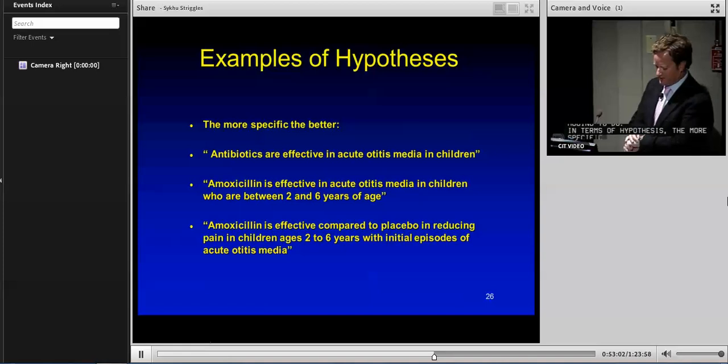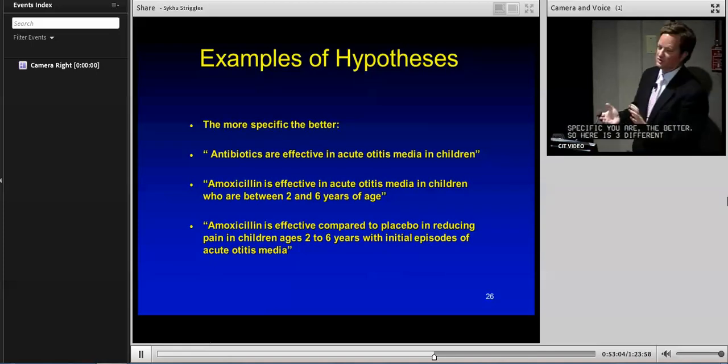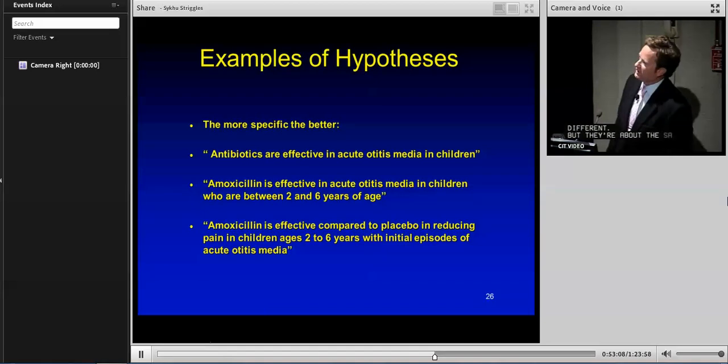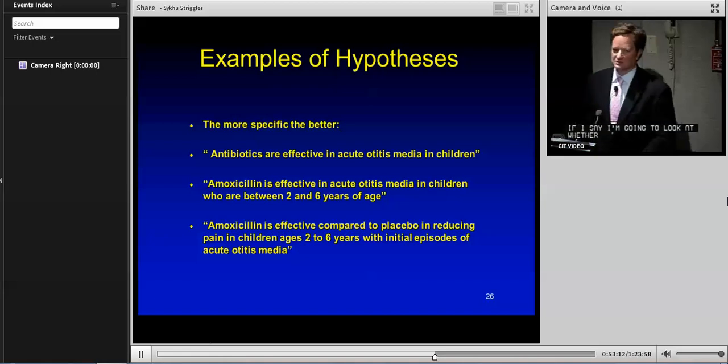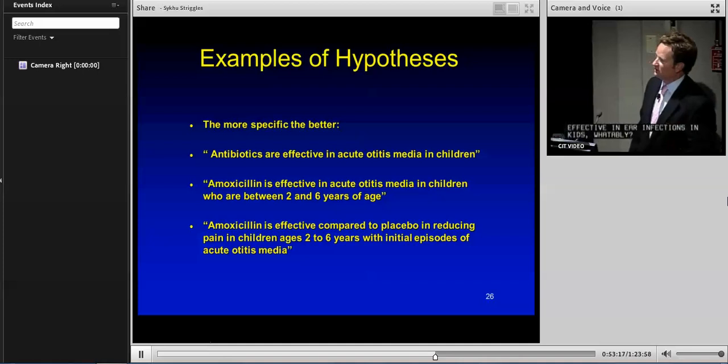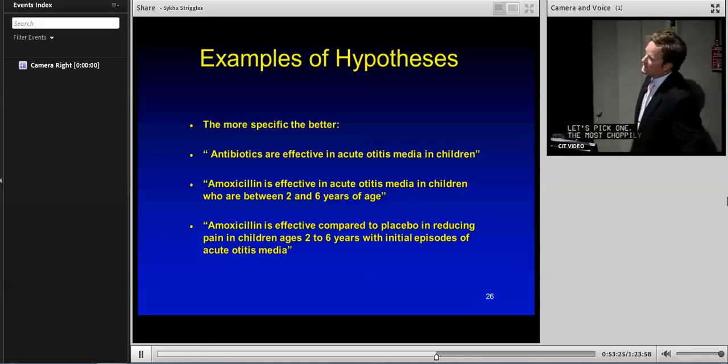So here's 3 different hypotheses that I'm listing, and they're all different, but they're all about the same thing. So for instance, if I say I'm going to look to see whether antibiotics are effective in otitis media, ear infections in kids, what antibiotic? All antibiotics are not the same. So if I say let's pick one, the most commonly recommended drug in treatment guidelines is amoxicillin. So I'm going to look and see whether amoxicillin is effective in acute otitis media in children.